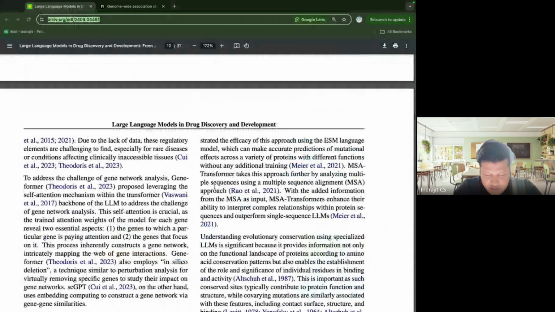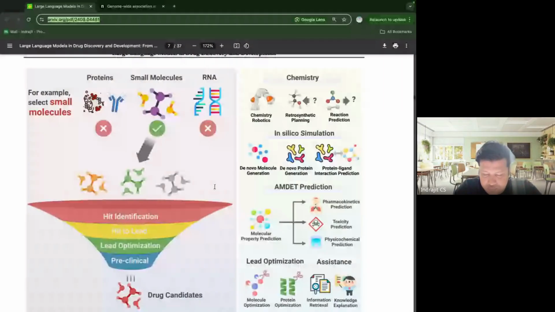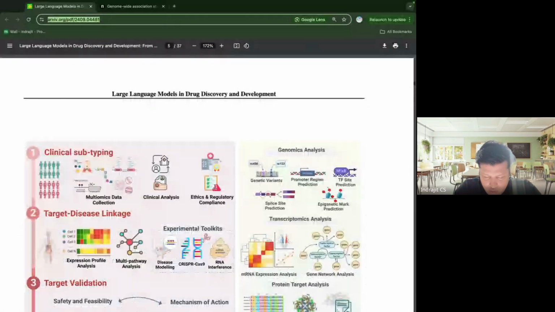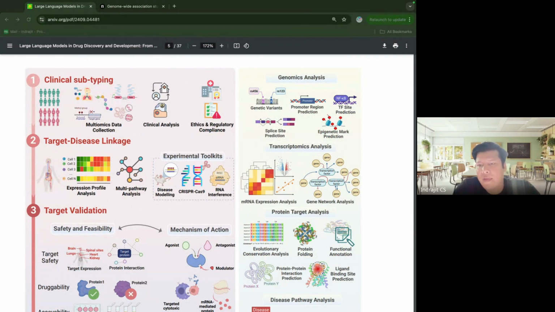The first stage that I was talking about is the genomic analysis. In genomics analysis, the first stage is to find the genetic variant. You can see here, if I have two different genetic variants, I can compare between them.